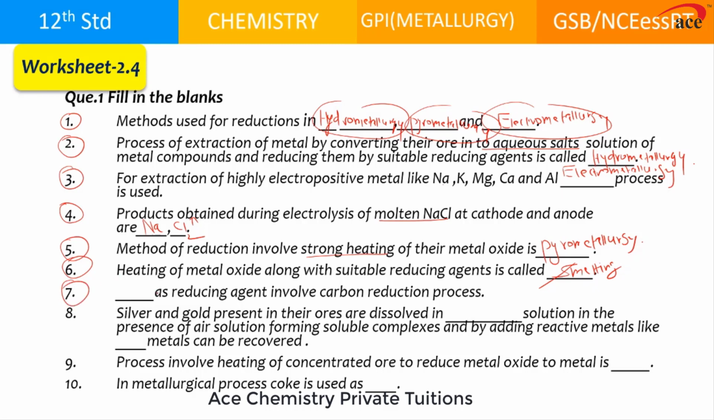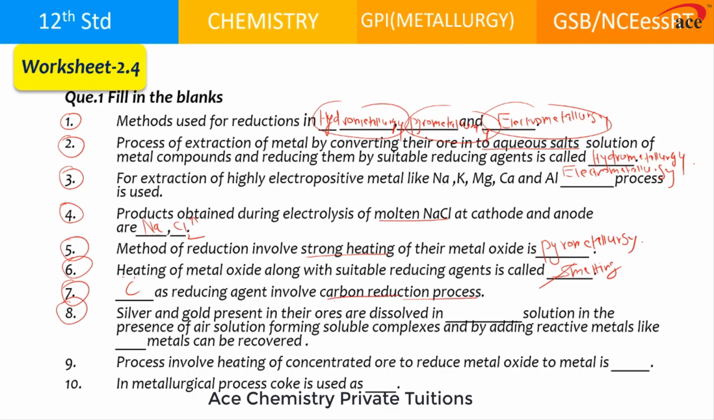Seventh, dash as reducing agent involves the carbon reduction process. You can say carbon. Here carbon is used as a reducing agent, and if carbon is used as a reducing agent, generally that process is referred to as the carbon reduction process.